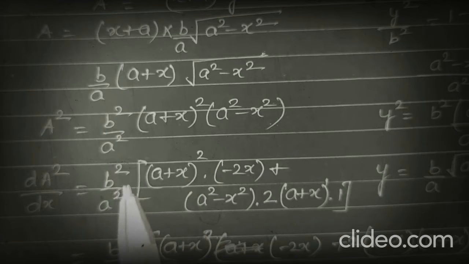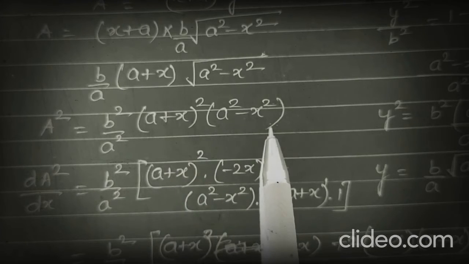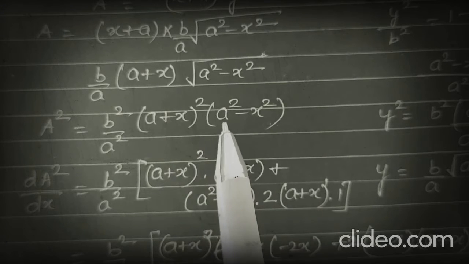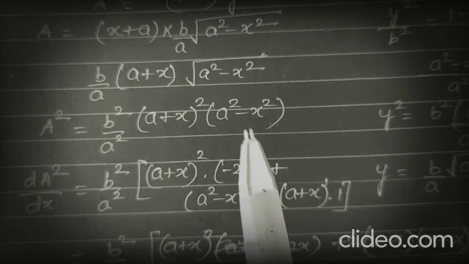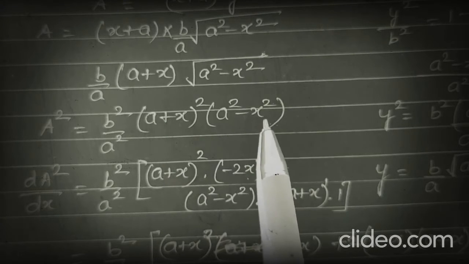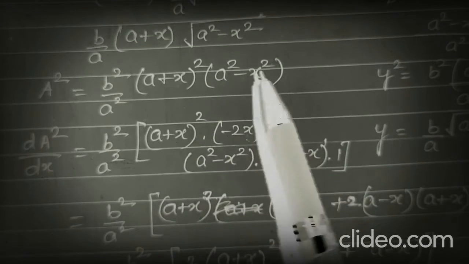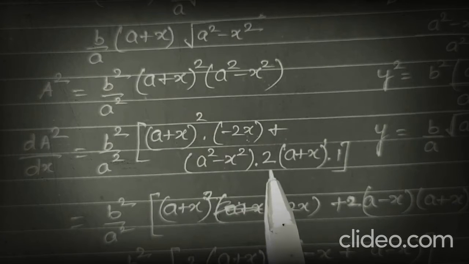B square upon a square is constant, and now we will use the product rule for finding the derivative. (a plus x) whole square as it is. The derivative of a square is 0, and the derivative of x square is 2x, with the minus sign it is minus 2x. So it is minus 2x plus (a square minus x square) as it is, and its derivative is 2(a plus x).